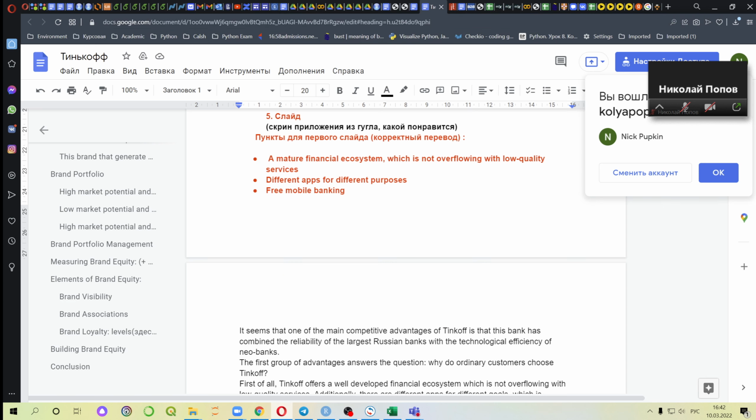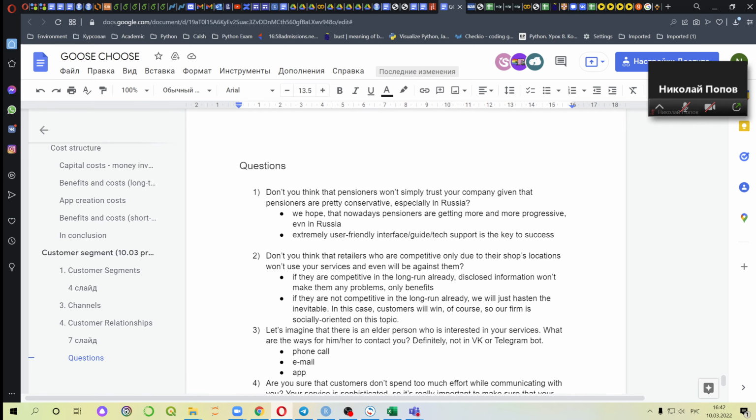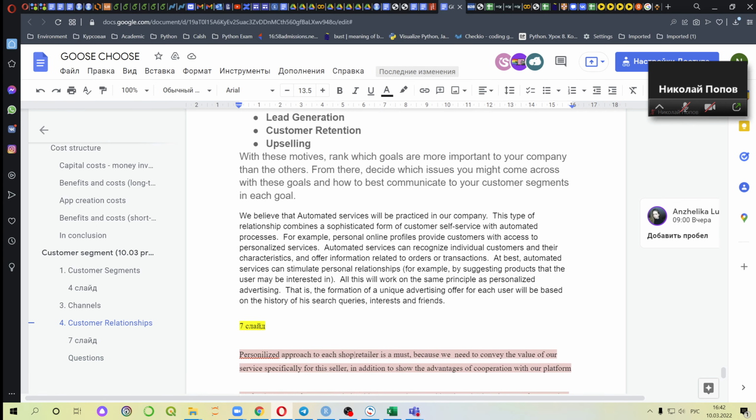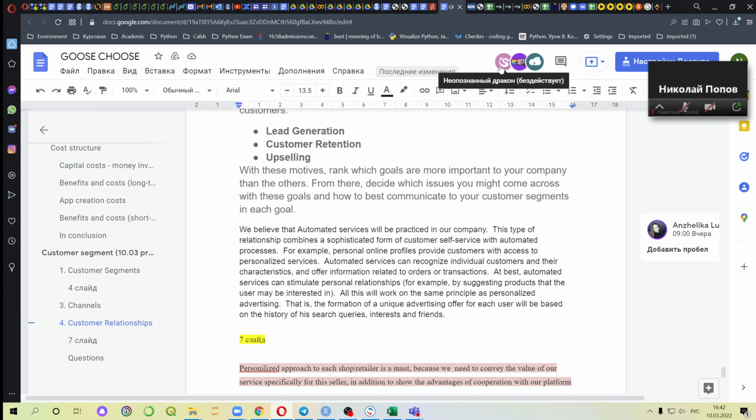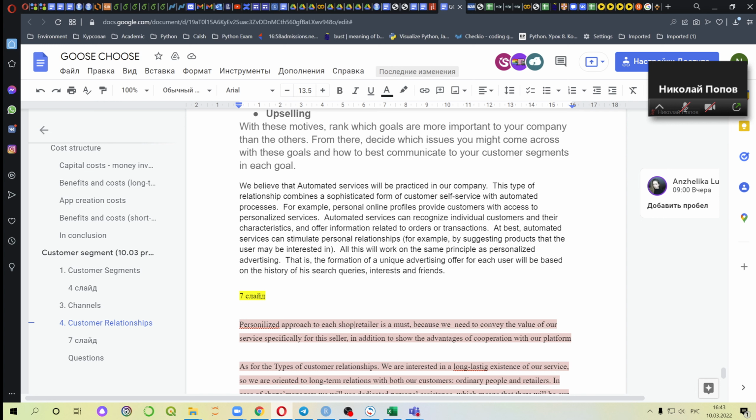For example, personal online profiles provide customers with access to personalized service. Automated service can recognize individual customers and their characteristics and other information related to orders or transactions. At best, automated services can simulate personal relationships, for example, by suggesting products that the user may be interested in. It will work on the same principle as personalized advertising. The formation of a unique advertising offer for each user will be based on the history of his search queries, interests, and friends.